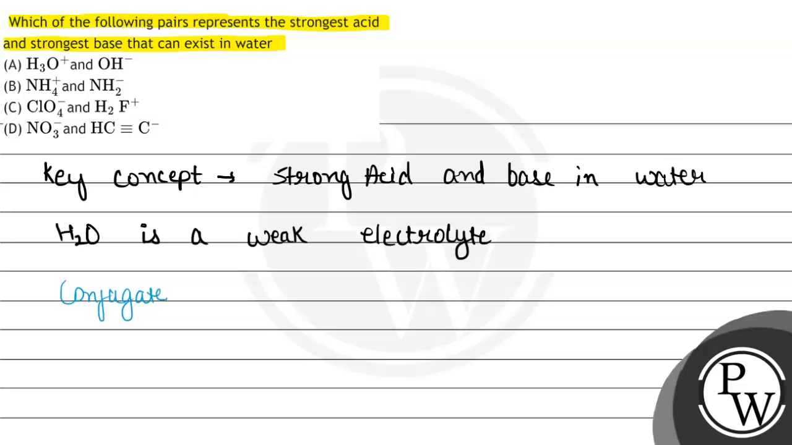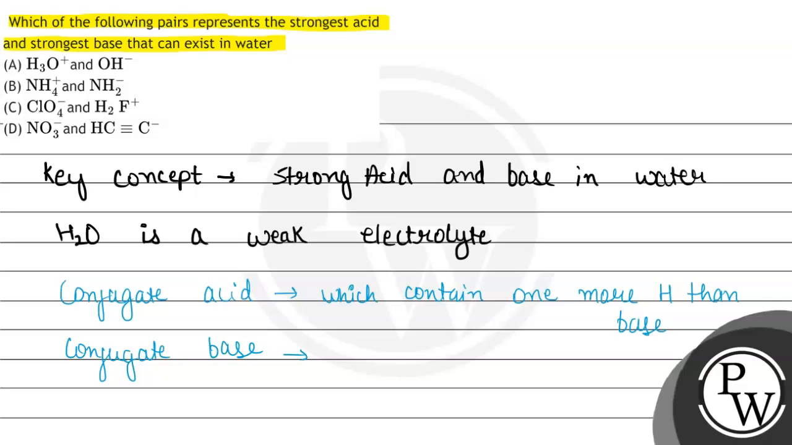So conjugate acid are those which contain one more hydrogen than base, whereas conjugate base होता है which contains one less hydrogen than acid.